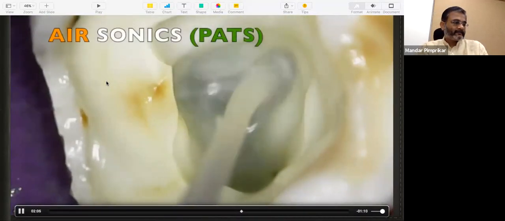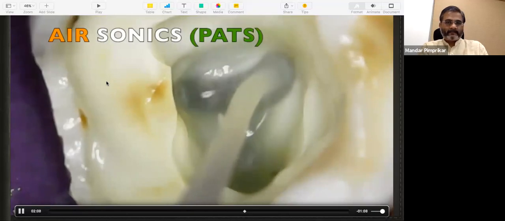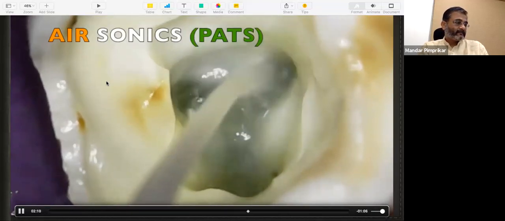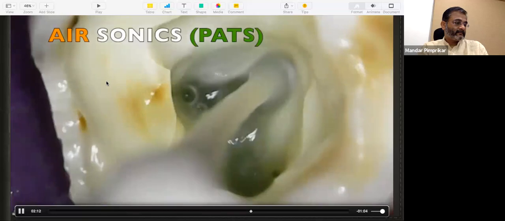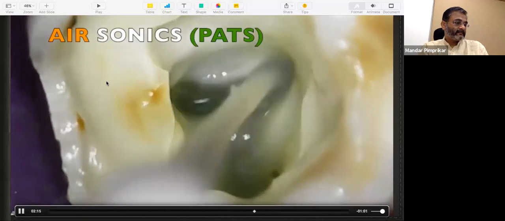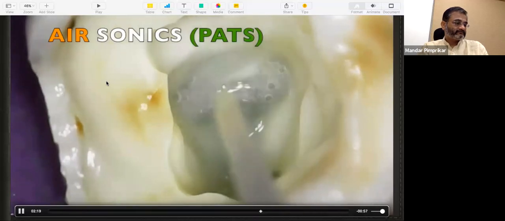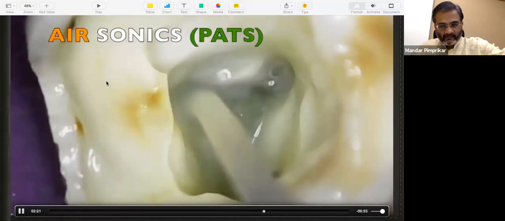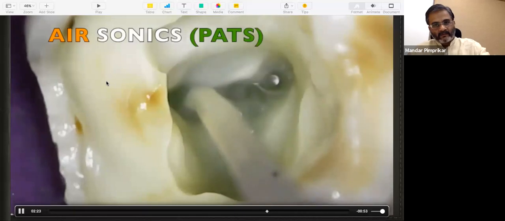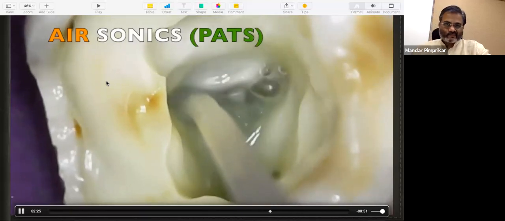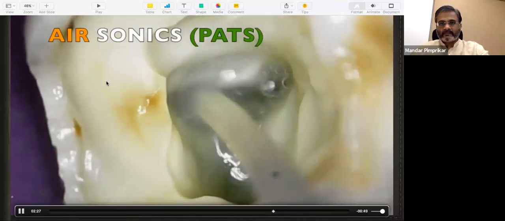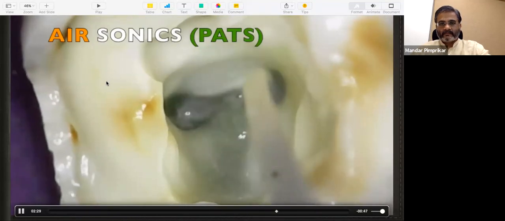And this is the air sonic pro-agitator tip system, or PADS. This is frequency based, being a sonic system. So basically it has the safety of sonics since the tips are made of polymer, and has the efficiency of ultrasonics because it primarily works on the frequency and not the amplitude.